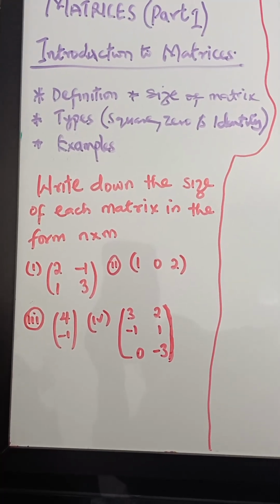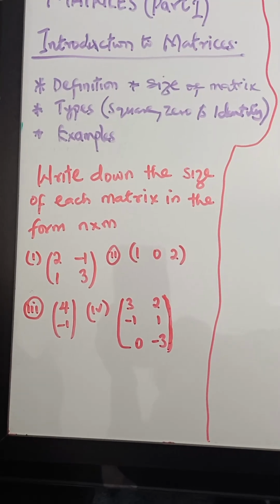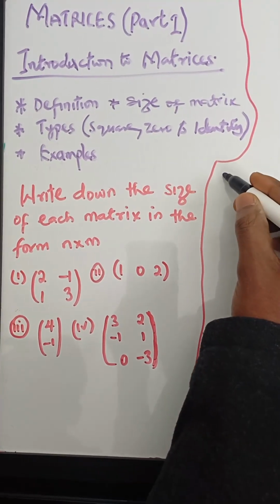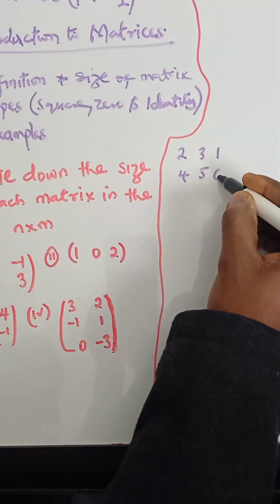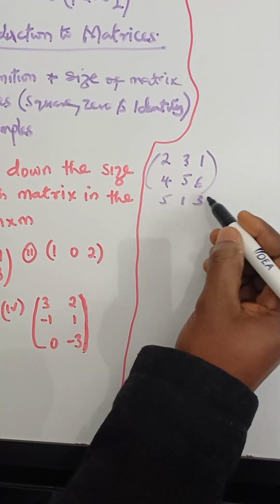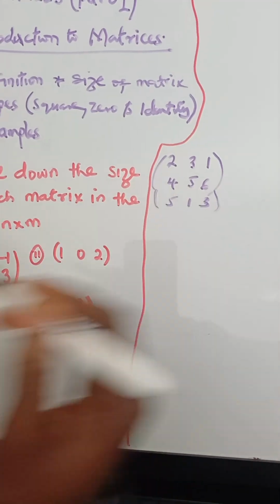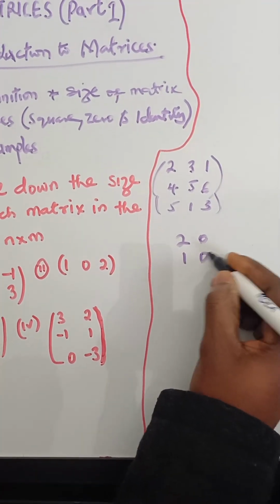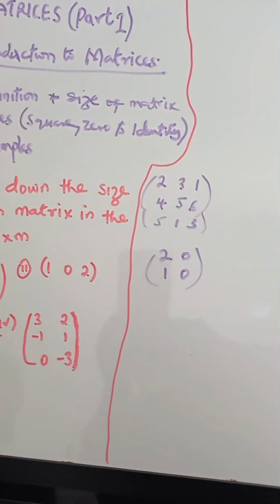And there are types. A square matrix is a matrix that has its rows and columns to be the same. For instance, 2 3 1 4 5 6, this is a square matrix, you can say the number of rows and the number of columns are the same. That's a square matrix, and you can have it as this and this. So this is a 2 by 2 square matrix, and a 3 by 3 square matrix.